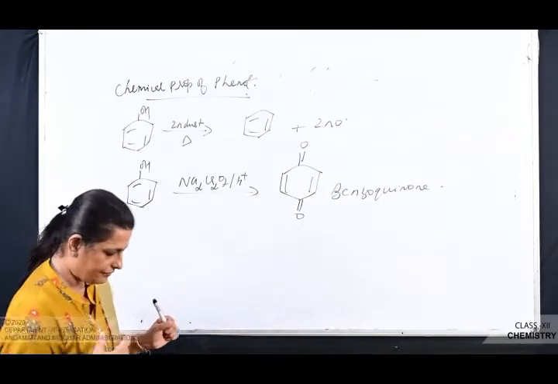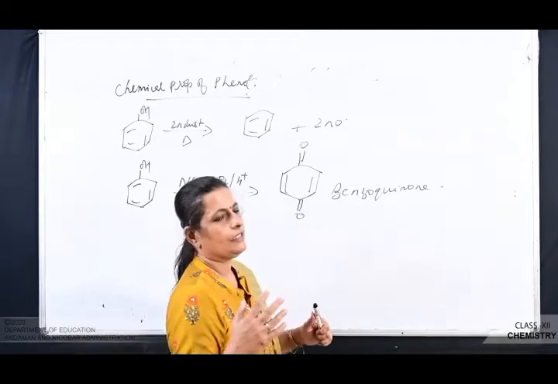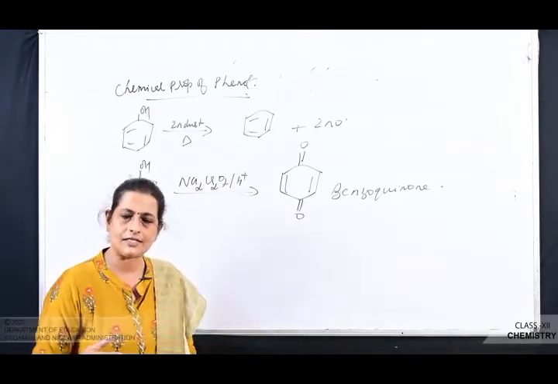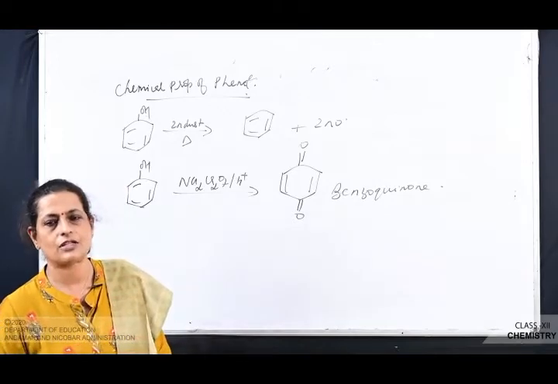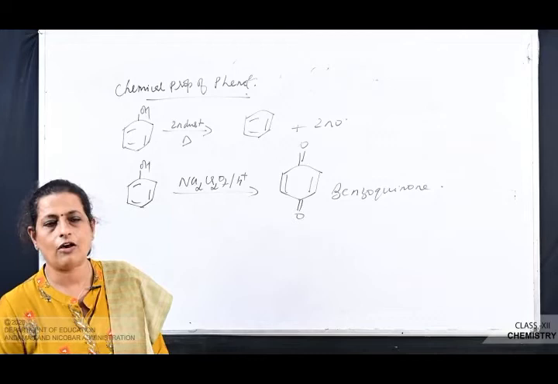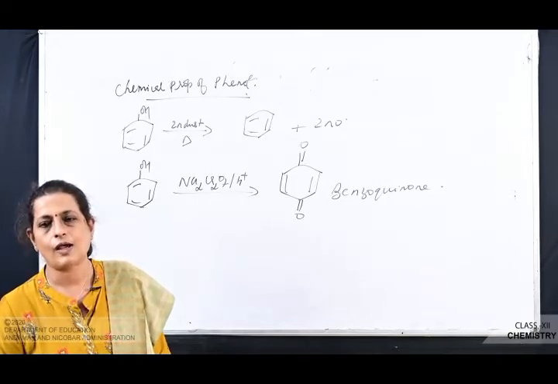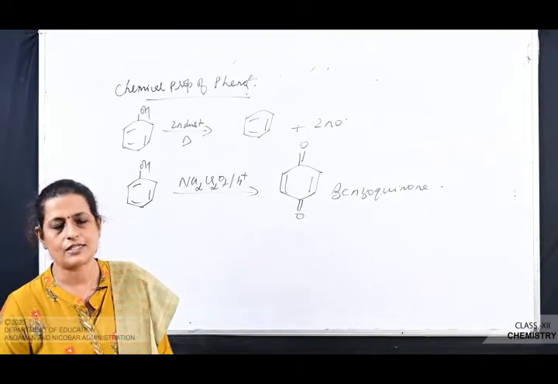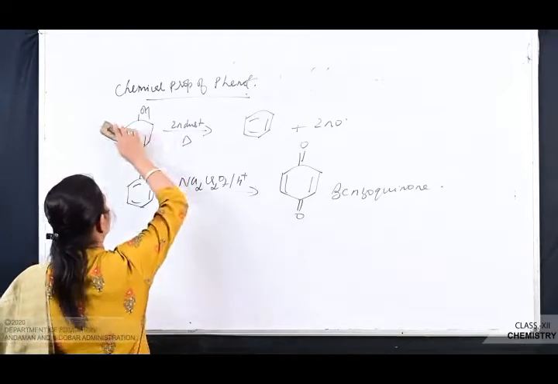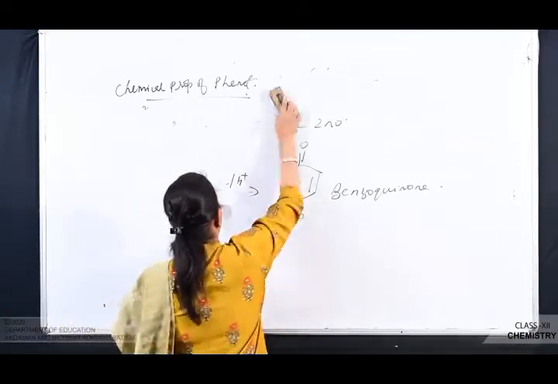Now already we have discussed that in case of phenol, oxygen is having a lone pair of electrons. So due to resonance, the electron density increases in which position? Ortho and para position. So in case of phenol, electrophilic substitution reaction takes place in which position? Ortho and para position. It is due to what? The plus R effect or plus resonance effect.